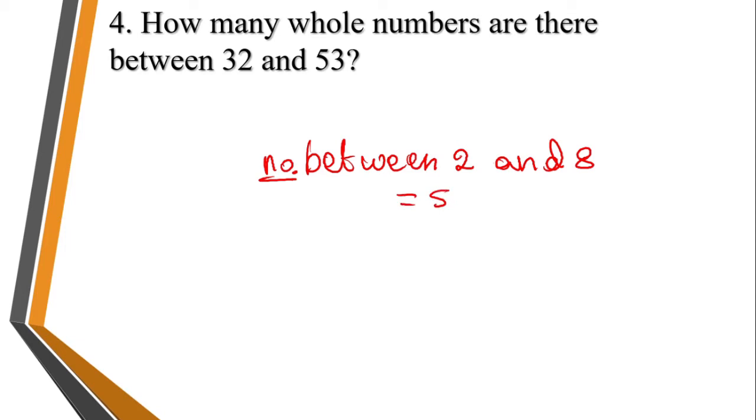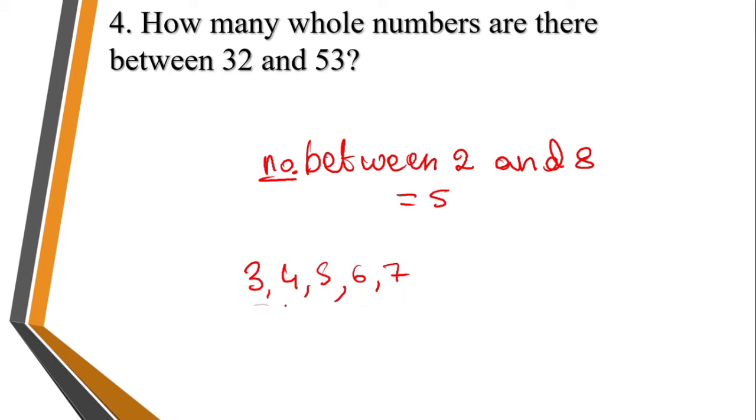Now if you start counting also, we will start from 3. We will not consider 2 and 8 because we should find the between numbers, right? So 3, 4, 5, 6 and 7. So we will not consider 8 also. So we have 1, 2, 3, 4, 5. So we got 5 numbers. So this is the answer, right?